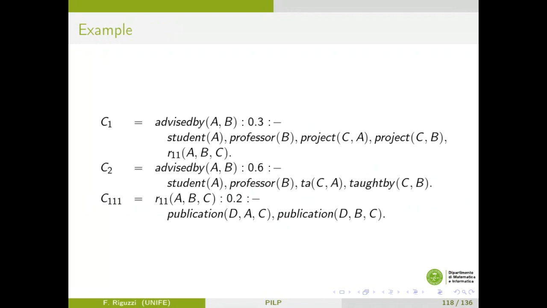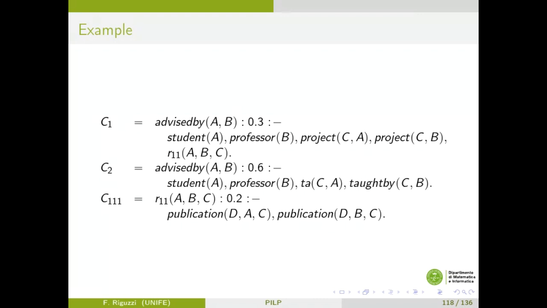And then you have a part with the hidden predicate, which contains a single literal, which mentions all the variables appearing in the clause, so A, B, and C. Note that this part of the body is true if A is a student, B is a professor, and they have a project, C, where they work together. And moreover, R11 ABC is true.